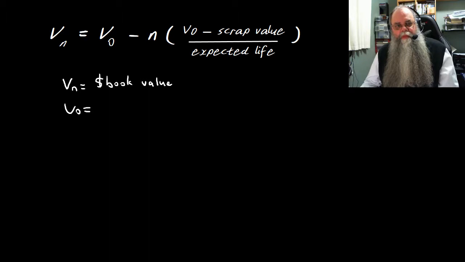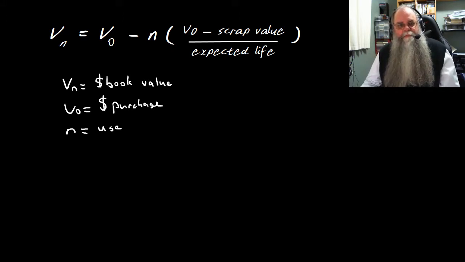So again, VN equals, in dollars, the book value for that particular item. V0 is the purchase price for that item. N equals its use. So how many times has it been used? How many things has it made?